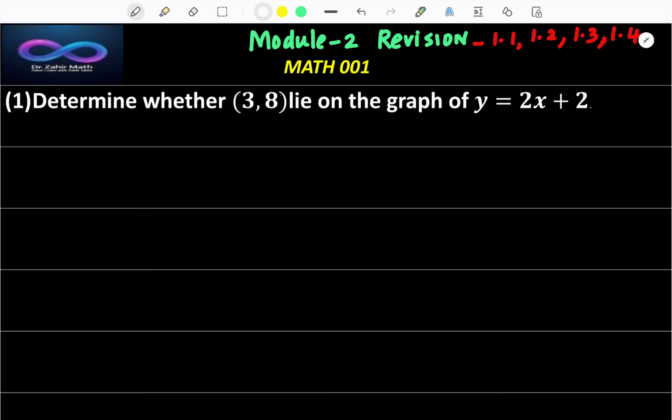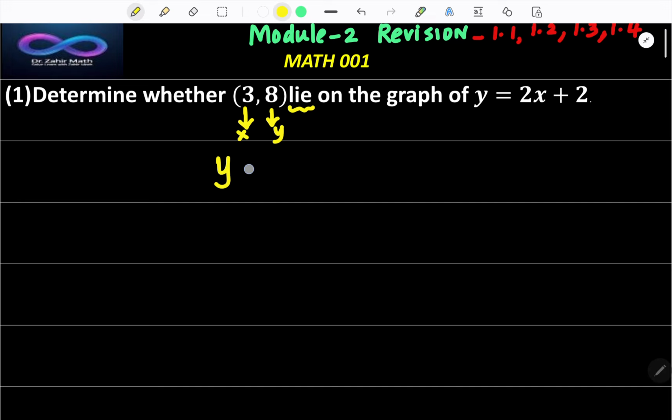First question, determine whether (3, 8) lies on the graph y = 2x + 2. So how to do this question? Take this point as x and y and put it in the equation. If left is equal to right, then we say that the point lies on the graph. If not, we say the answer is no.